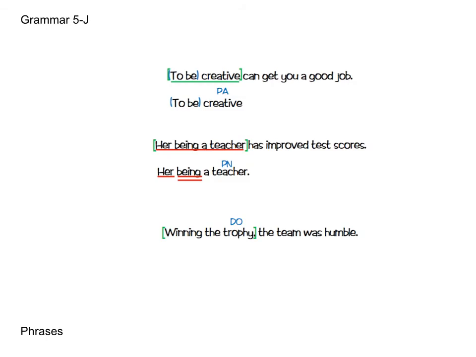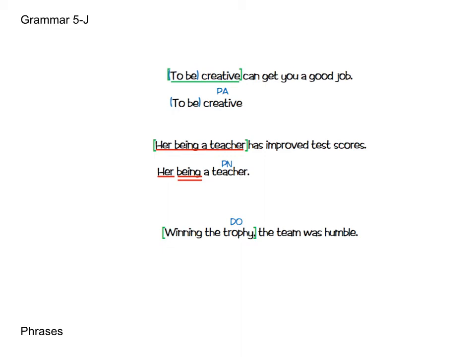At the top we have, to be creative can get you a good job. As you can see, the entire phrase is acting as the subject of the sentence. Within the phrase, we have to be as our verbal and creative is our predicate adjective. Underneath that, we have, her being a teacher has improved test scores, once again acting as the subject. And then if we look at the phrase itself, our verbal being has a subject, her, and a predicate nominative, which is renaming the subject within the phrase.